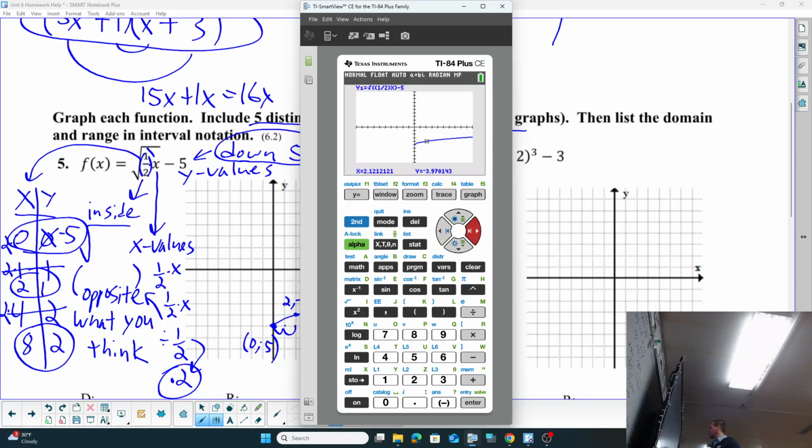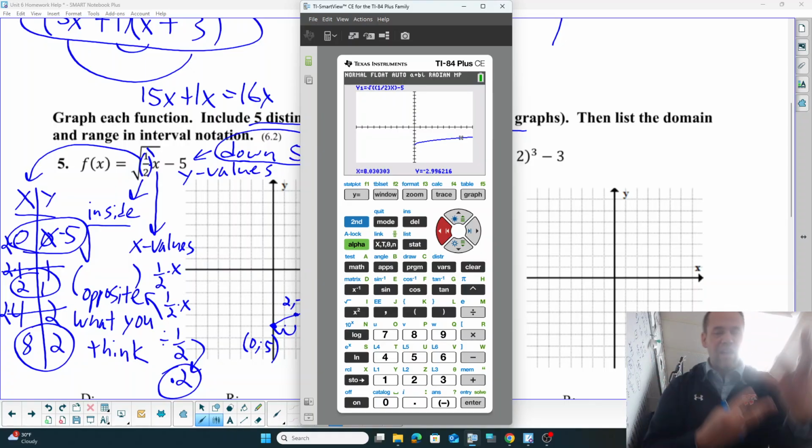2, negative 4, looks good there. And then all the way over at 8, negative 3. Takes a while to get there. Woo! So 8, negative 3. Yep, looks good. Round that to 8, negative 3.